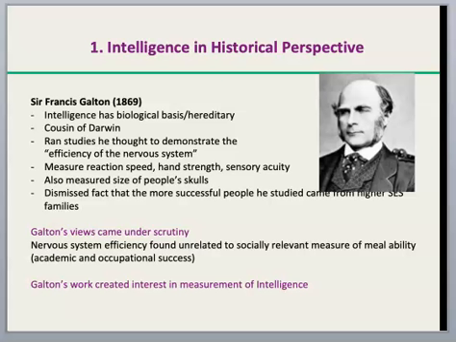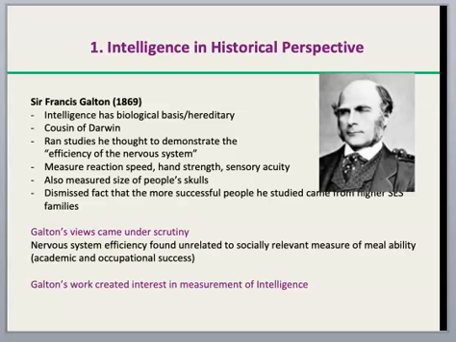He was a cousin of Darwin, so he shared many of his views in terms of things being hereditary, and the theory of evolution. And what he noticed is that when he studied families, people who were very intelligent seemed to occur within certain families, right? So he ran studies that he thought were going to demonstrate the efficiency of the nervous system, and this is partially where intelligence was rooted.